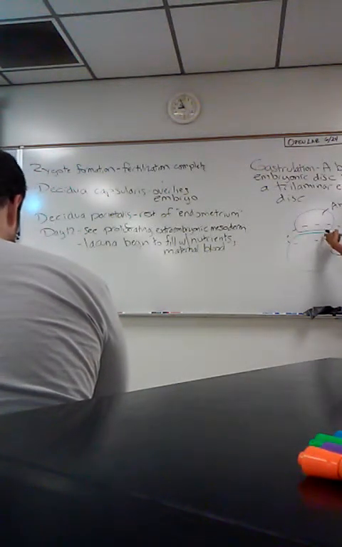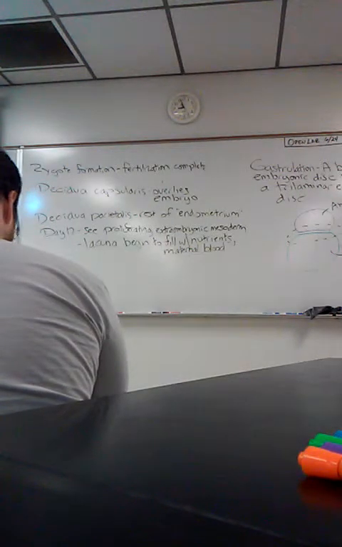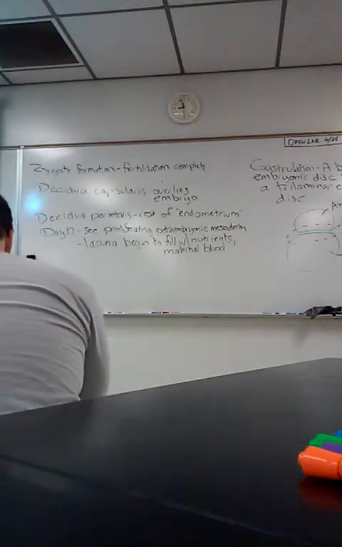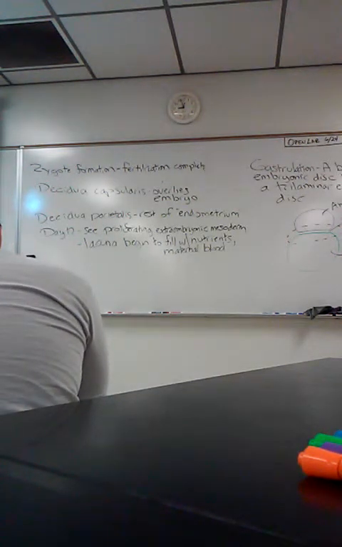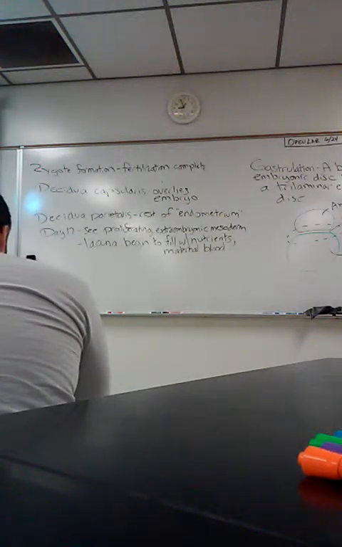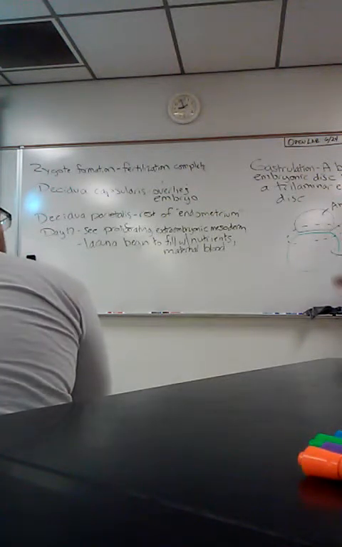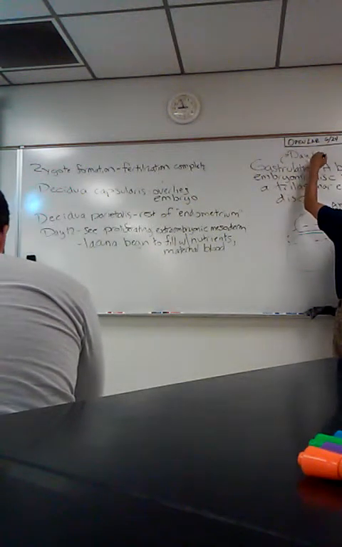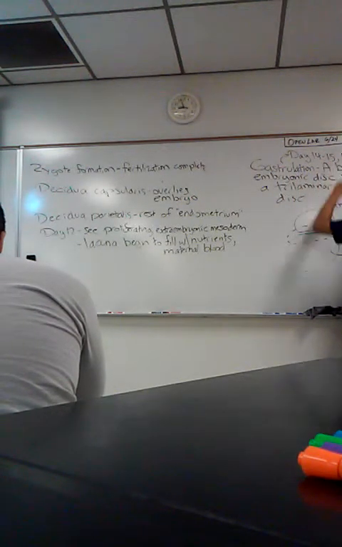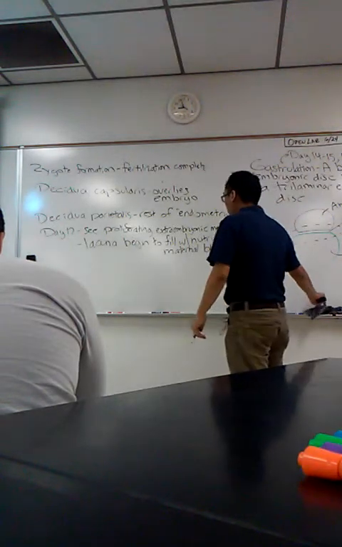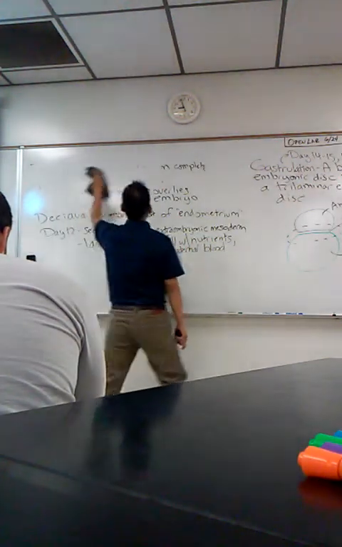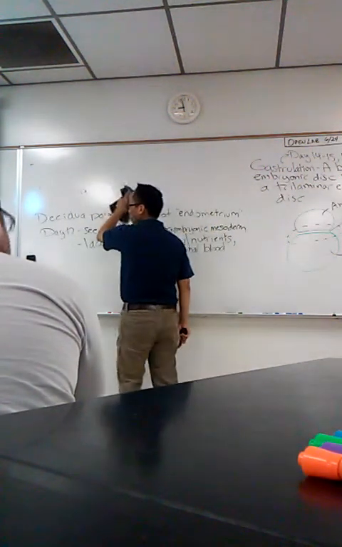bilaminar embryonic disc is those 2 cells, epiblast, hypoblast. Still bilaminar. And this is becoming trilaminar. So we see it starts to happen day 14, 15, and into 16. Where 2 layers becomes 3, basically. So let me describe to you how that happens.